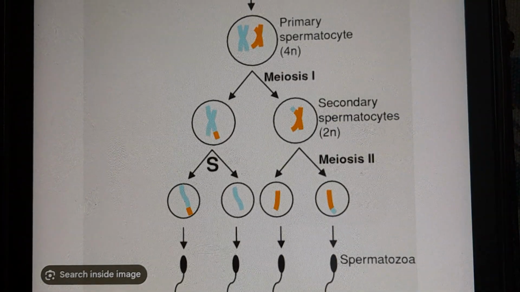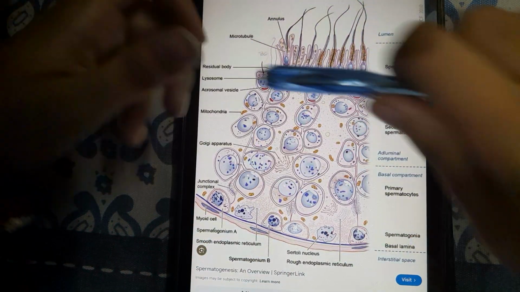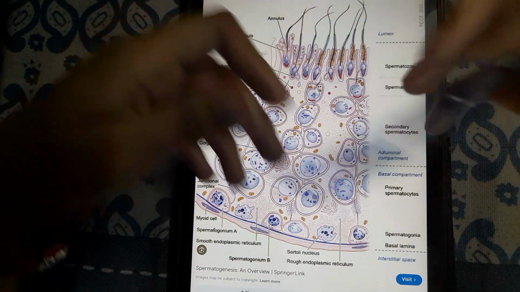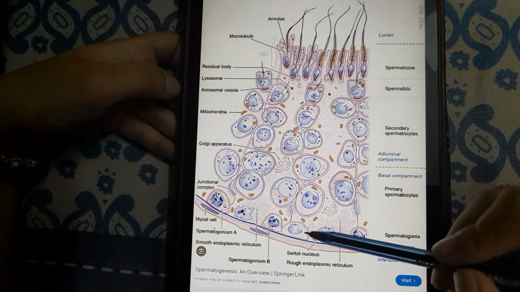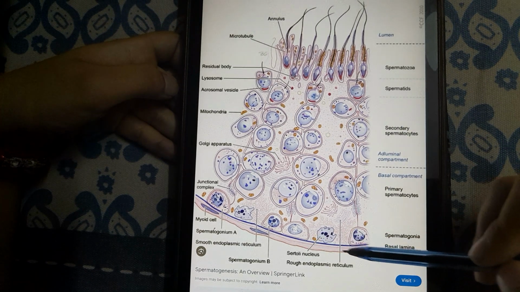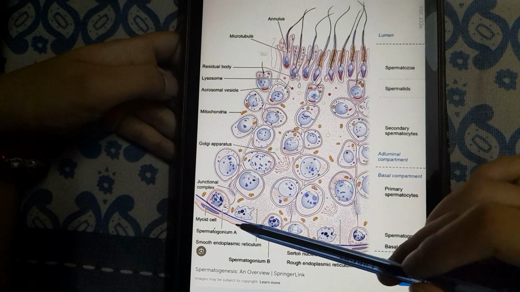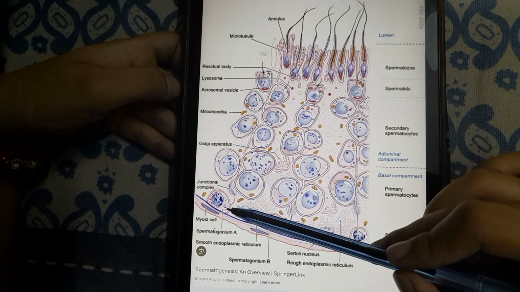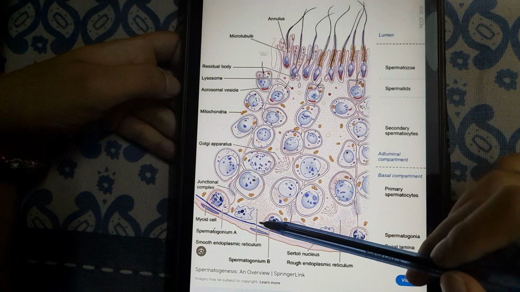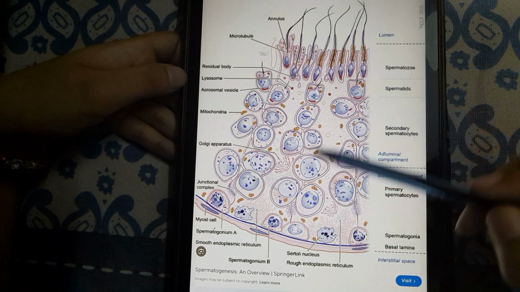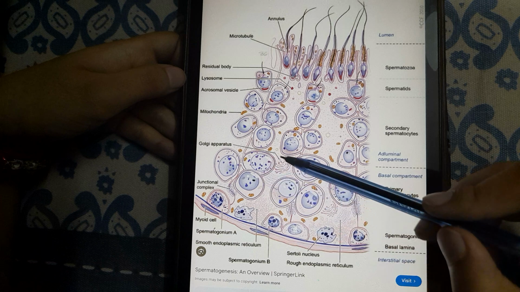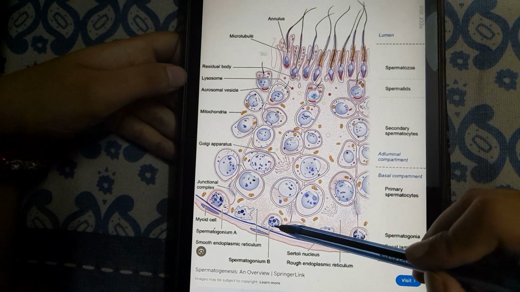So I'm going to show you the histological diagram of this whole process. Let's have a look at this diagram, which is the spermatogenesis histological diagram. In this diagram, we can see the basement membrane, and this is the myoid cell, the purple one, and this is the intertubular connective tissue. Then we have the different forms of the spermatogonium. First, we have the type A, then the type B.